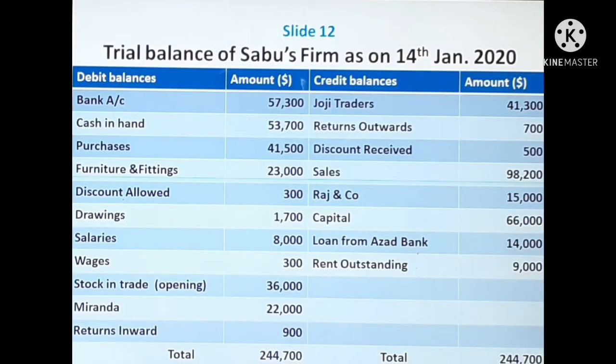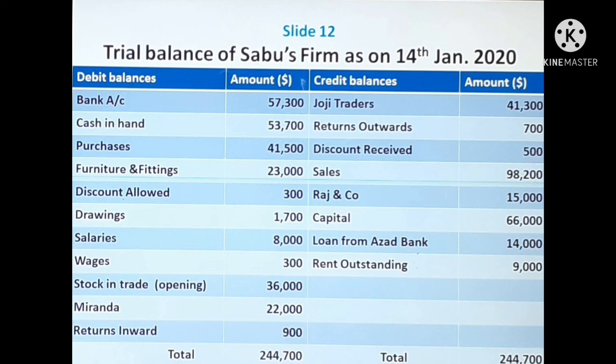Sabu was asked by his consultant to complete ledger posting and to take balance of all the accounts and prepare trial balance on January 14th. The balancing of accounts we have seen. Now let us look at the trial balance of Sabu's firm as on January 14, 2020. It is slide 2. All accounts having debit balances are shown on the left hand side. All accounts having credit balances are shown on the right hand side. Accounts which are closed are not shown.